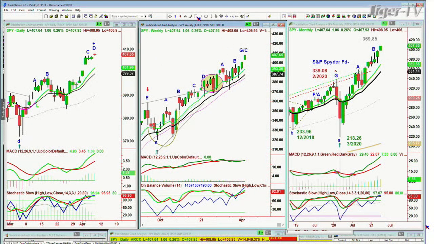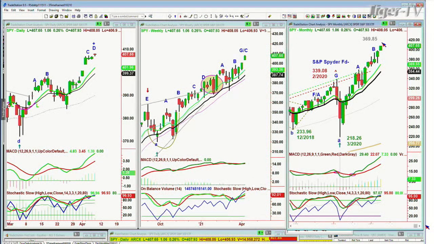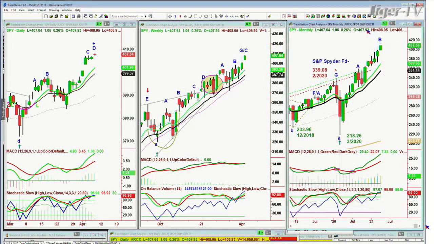But now we're in the area where we're in a leg. Finally, this is a continuation of leg B in the monthly chart. Isn't that spectacular? And it says 2021 should see higher highs based on the monthly chart of the S&P. I'll be back.